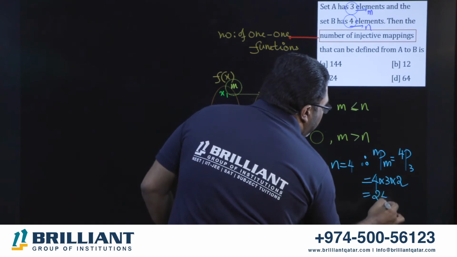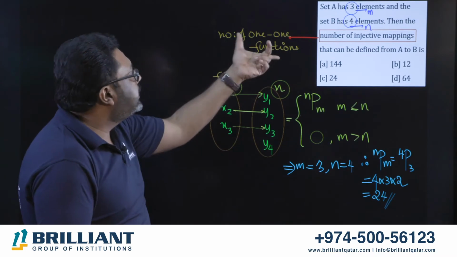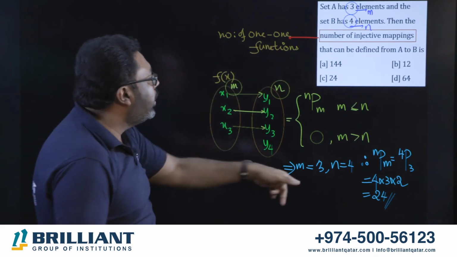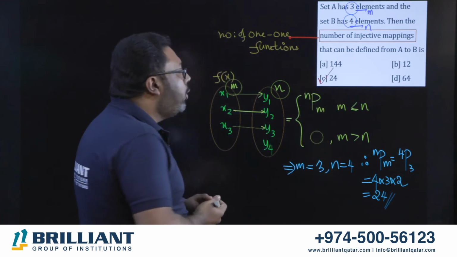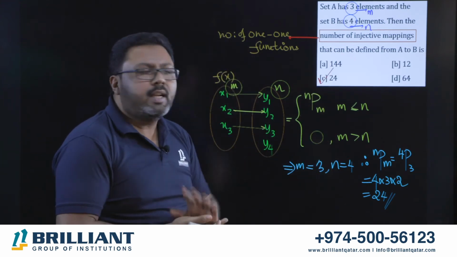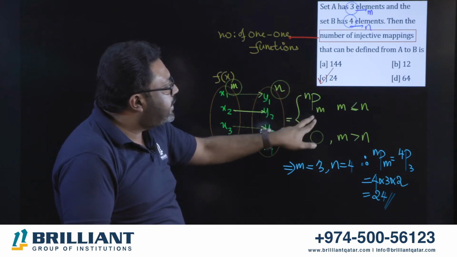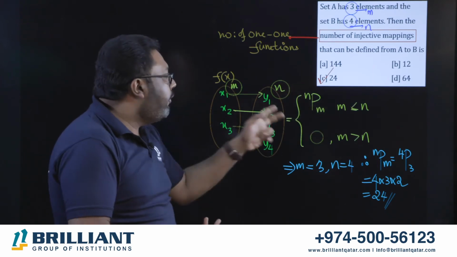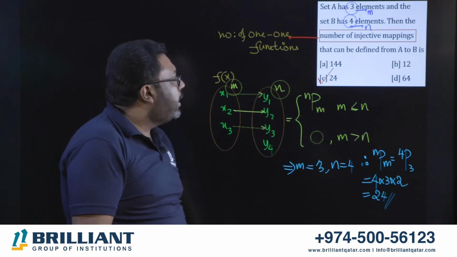24. How many 1-1 mappings can be made using this set of 3 elements to set of 4 elements? 24 mappings. Option C, 24 mappings. Okay, very easy answer. Learn it, everybody. The nPm formula exists only if m is less than or equal to n. If m is greater than n, number of injective mappings is 0. Okay, next question.